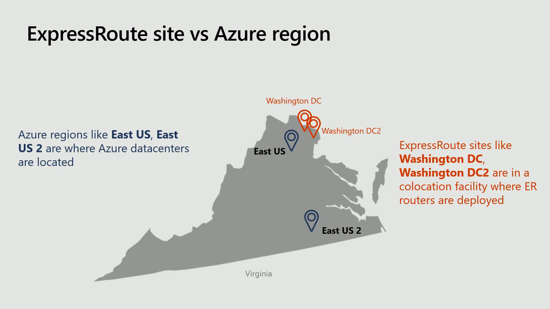And another trick is you can tell the difference by the name. ExpressRoute sites are named after a city, like in this case, Washington, D.C. 2. And the Azure region is named after a country like the US, or a geo like Europe, West Europe, North Europe.